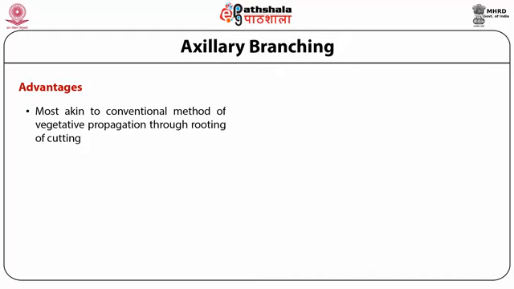Axillary branching is most akin to conventional propagation. That is what you do in cutting. You remove the apical tip, you induce the lower end to root, and you make one of the nodes show bud break. In this case, what we do, we have single node explants.